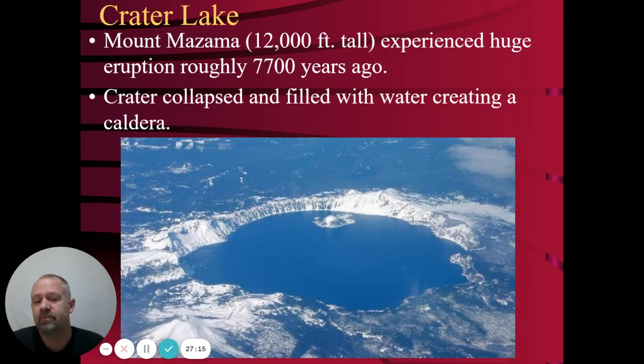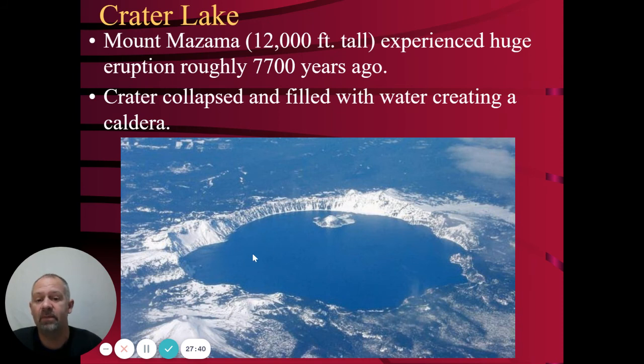Crater Lake. What you have to envision here is there was once a mountain called Mount Mazama that was roughly 12,000 feet tall. And it experienced a very, very large eruption about 7,700 years ago. What you have to keep in mind is it basically blew the top off the mountain. I mean, you talk about Mount St. Helens losing its top. This one lost 2/3 of its size, okay?